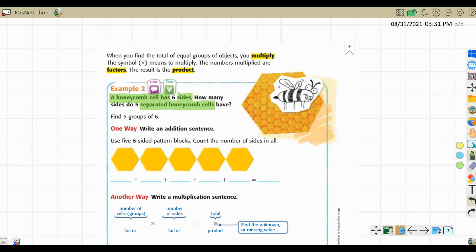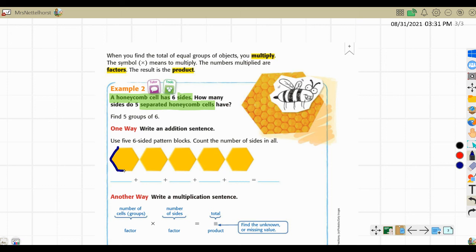So we're going to write an addition sentence. So we're going to use the 5 6-sided pattern blocks and count the number of sides in all. So they already told us that each one has 6 sides. And if I count it, I can trace around it. So you can use your pencil to trace around it to show it has 6.